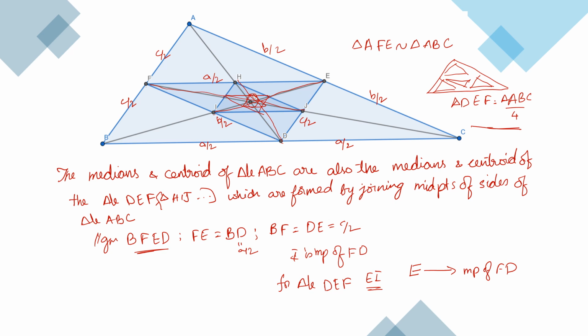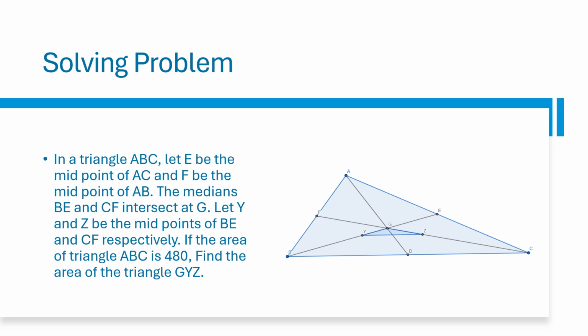Now let us go solve the Olympiad problem. Let me read out the problem for you. Given a triangle ABC, E is the midpoint of AC and F is the midpoint of AB. Okay, the medians BE and CF join at G. All right. Y is the midpoint of BE. Okay, and Z is the midpoint of FC. Now we need to find the area of the inner triangle GYZ if the area of triangle ABC is 480.